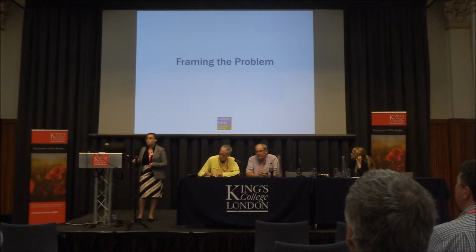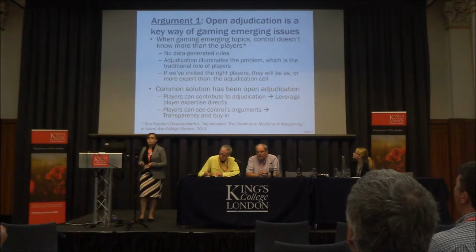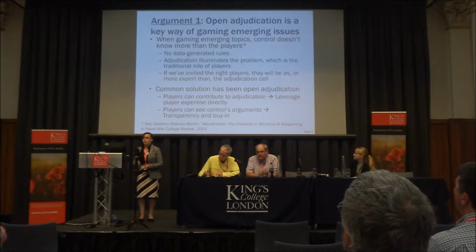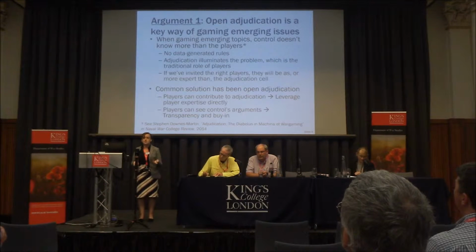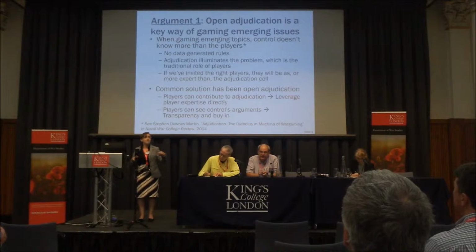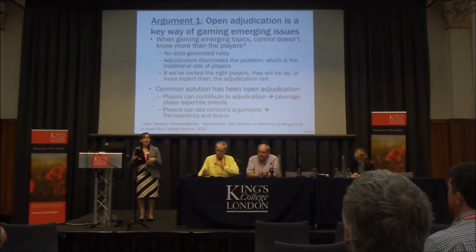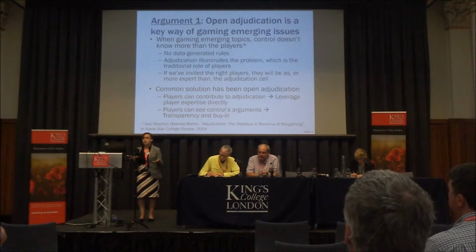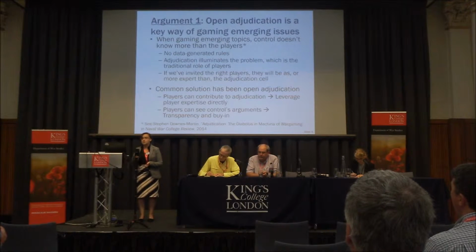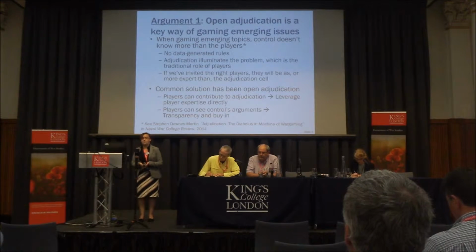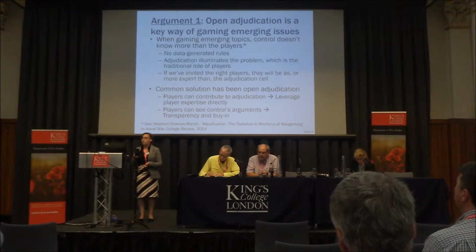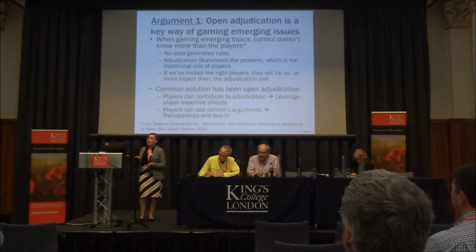So, starting off by framing the problem. My first argument is one that we've heard many, many times over the last couple of days in different forms, which is that when we're gaming new emerging topics, we don't actually have the expertise we need to come in as an adjudicator and say, I know what will happen in this particular interchange. And there's been a number of different ways to solve it and a number of different formulations of this problem. One that I think is particularly good is Stephen Downes-Martin's paper that came out of a Connections panel several years ago. So if you haven't read that paper, I definitely point you towards that.